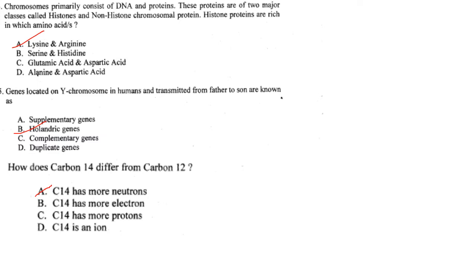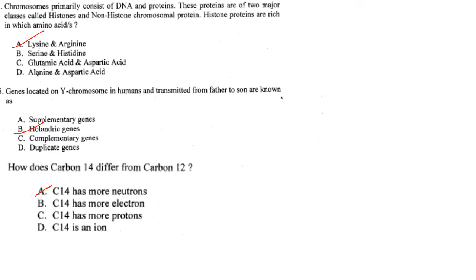So they have made a big question for a small answer, where you have to answer only a very small portion of the question. That is, histone proteins are rich in which amino acid? So histone proteins are rich in lysine and arginine. So answer is option A. Then genes located on the Y chromosome in humans and transmitted from father to son are known as holandric genes. Answer is option B.